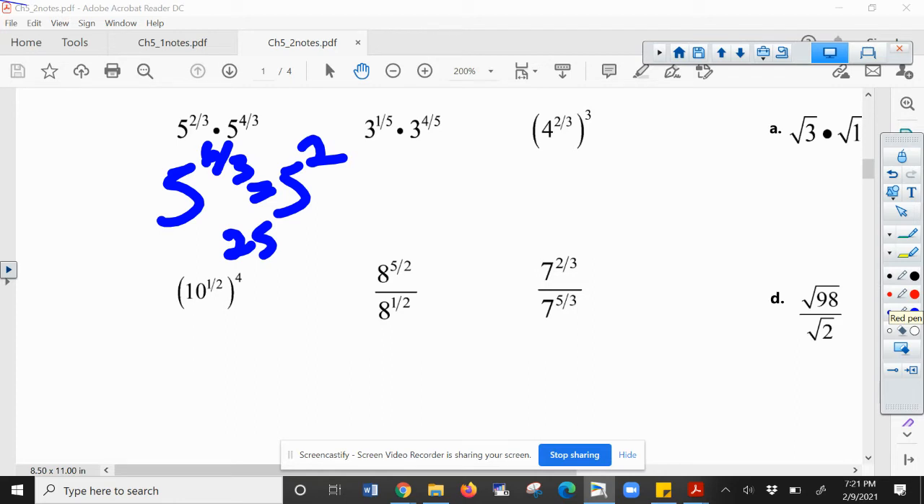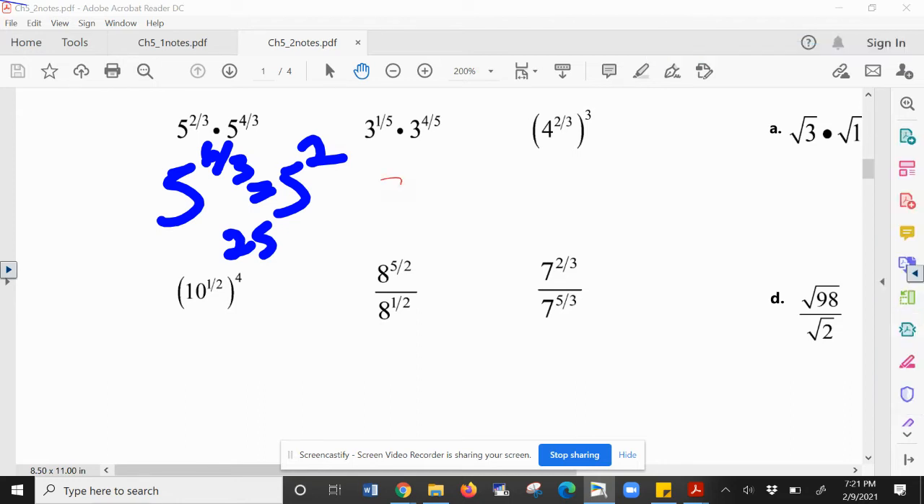So 3 to the 1/5 times 3 to the 4/5. Well, we've already got a common denominator, so I just have to add those things. That would be 3 to the 5/5. That's supposed to be a 5. 5 over 5 is 1, so that's 3.